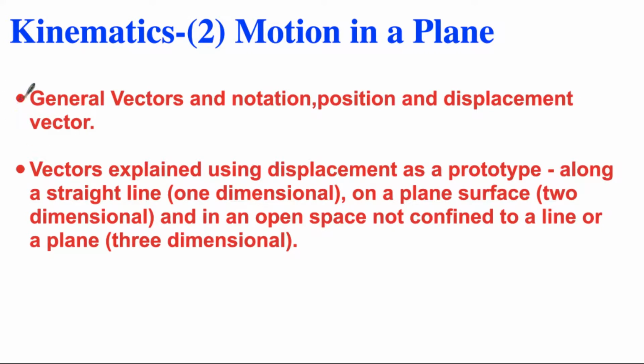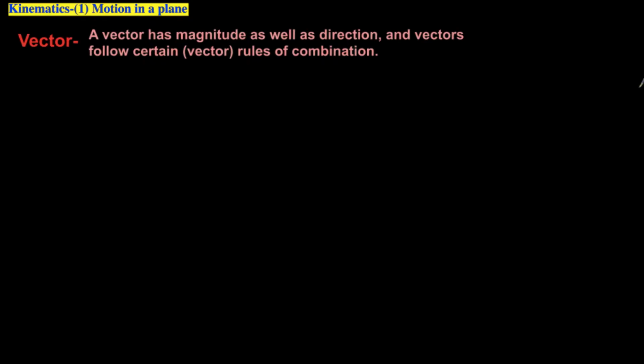Hello friends, today we are going to learn general vectors and notation, position and displacement vector, and vectors explained using displacement as a prototype. So first we will see what a vector is. A vector has magnitude as well as direction. If anything has magnitude and direction, that is called a vector.